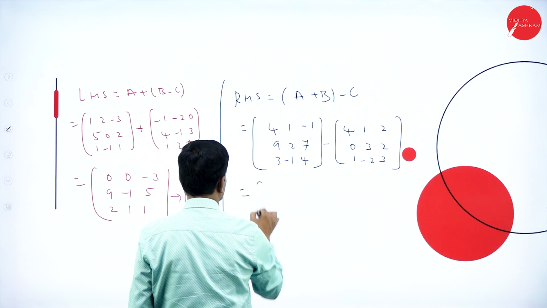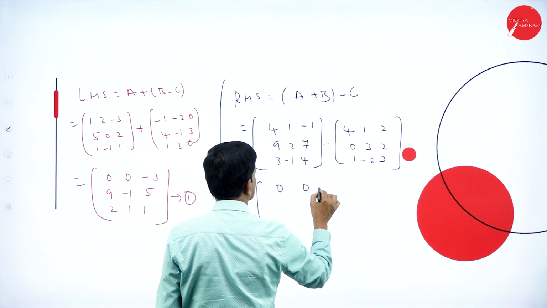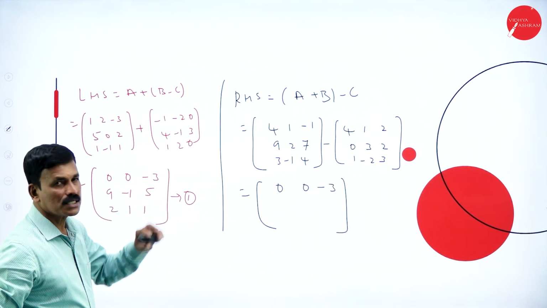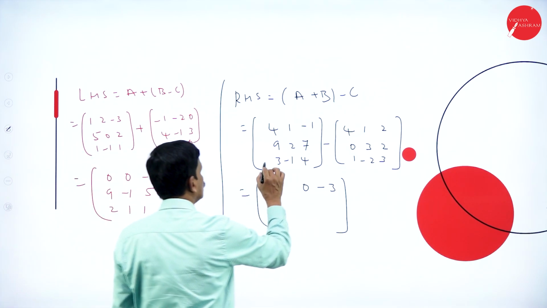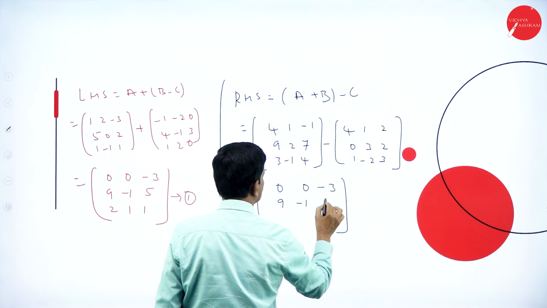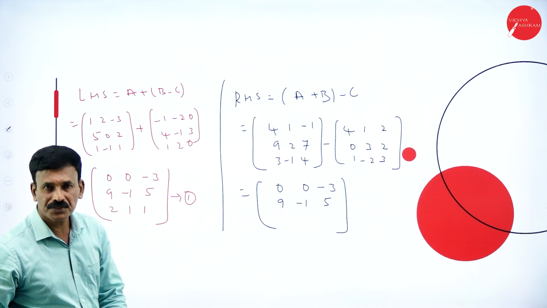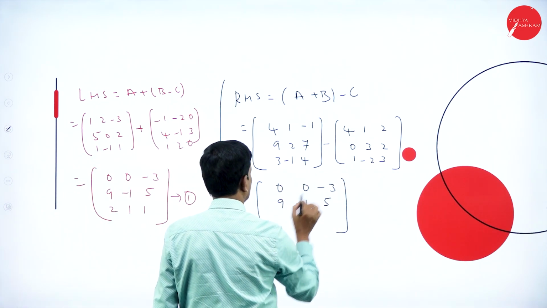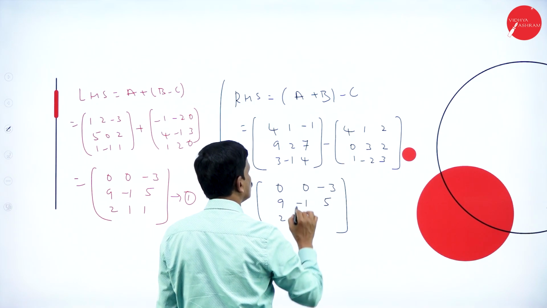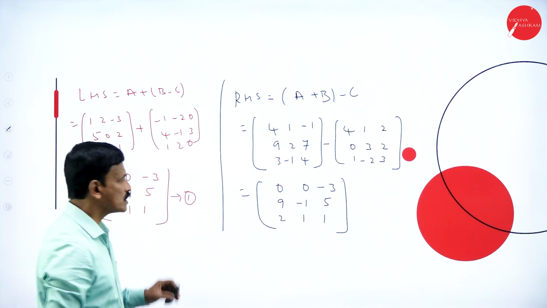So, this is equal to 4 minus 4, 0, 1 minus 1, 0, minus 2 minus 1 is minus 3. See, 0, 0, minus 3, first row is correct. Second, 9 minus 0 is 9, 2 minus 3 is minus 1, 7 minus 2 is 5. Check the second row, the second row is also correct. And the third row, 3 minus 1 is 2, minus 1, minus into minus plus, plus 2 minus 1 is plus 1, 4 minus 3 is plus 1. So, check 2, 1, 1. So, this is equation number 2.